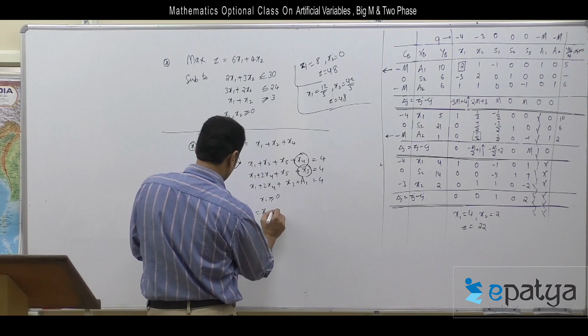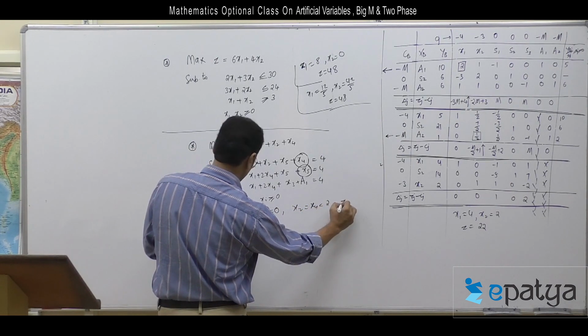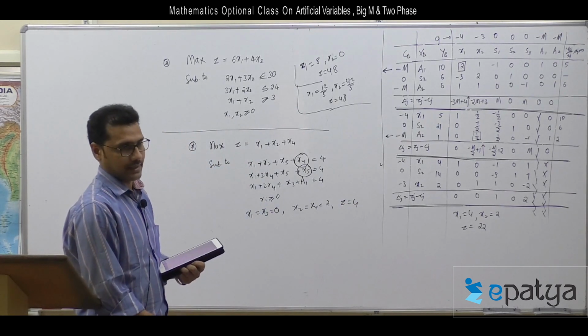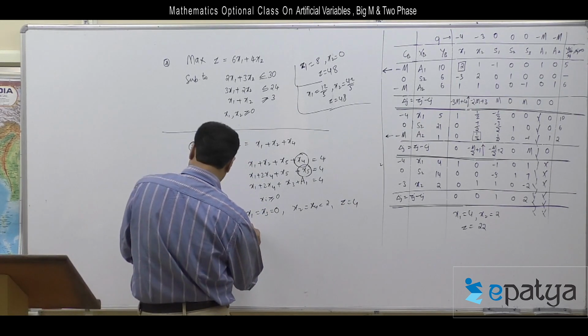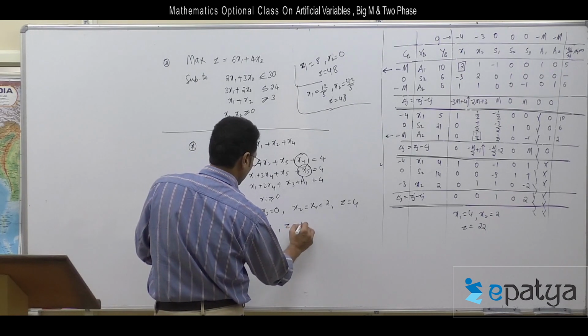x1 equal to x3 equal to 0, x2 equal to x4 equal to 2, therefore z equal to 4. There exists an alternate solution. There exists an alternate solution which would be x1 equal to 4, therefore z equal to 4.